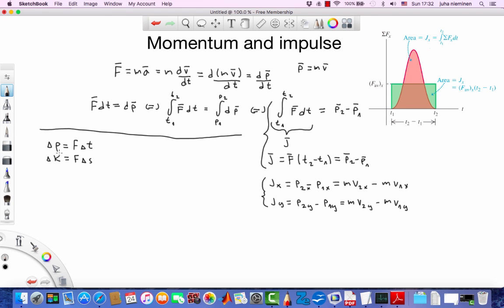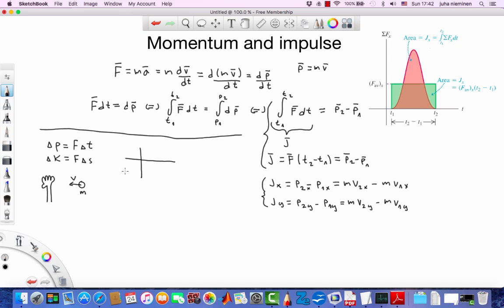And just to illustrate the difference between momentum and kinetic energy, let's consider the following example. Here is a ball that flies at the velocity v and has mass m, and we need to stop it with our hand. And we have two balls.